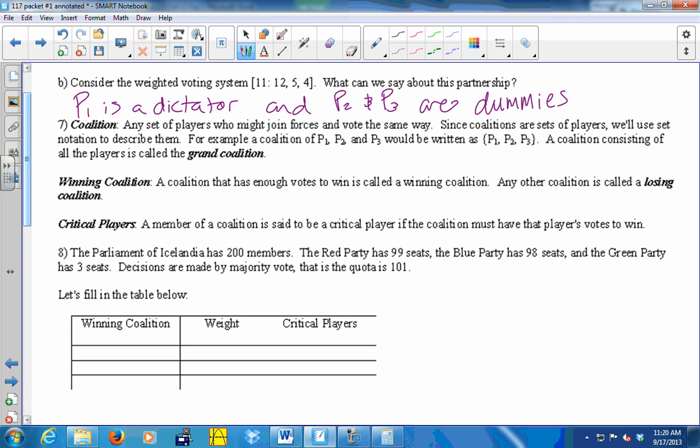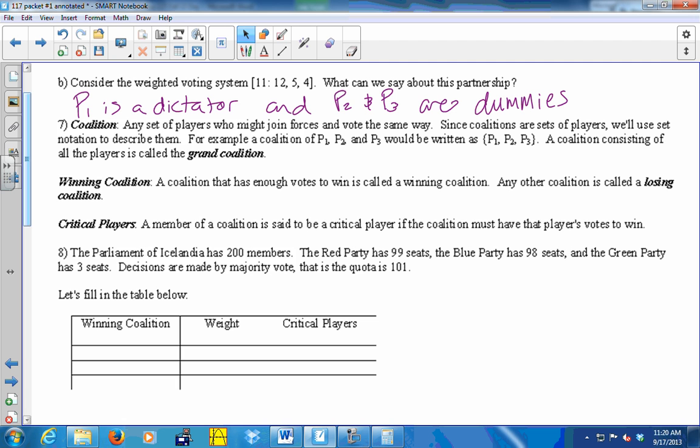Okay, so now we're going to get into a way to measure power, relative power, in these weighted voting systems. A coalition is any set of players who might join forces and vote the same way, so any set of players that might team up. Since coalitions are sets of players, we use set notation to describe them. It's a common mathematical notation. The example of a coalition of P1, P2, and P3 is that you just write those 3 players together in curly brackets.